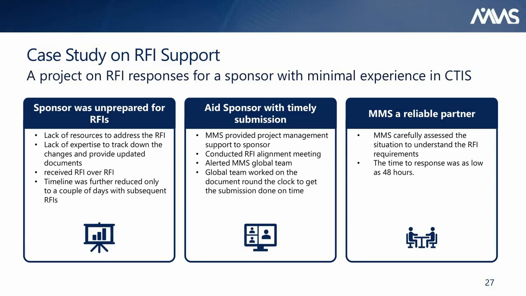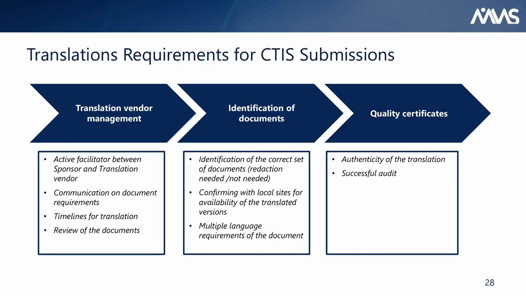We helped to align the communication between the vendor and the sponsor stakeholders and got the documents translated within the stipulated timeline. MMS scrutinized the in-scope documents for actual translation needs, bringing down the number of documents in scope for translation to only 3 from a previously projected 160 documents included in the CTA. Hence, MMS helped the sponsor to save a significant cost on translation services as well. Next slide, please.